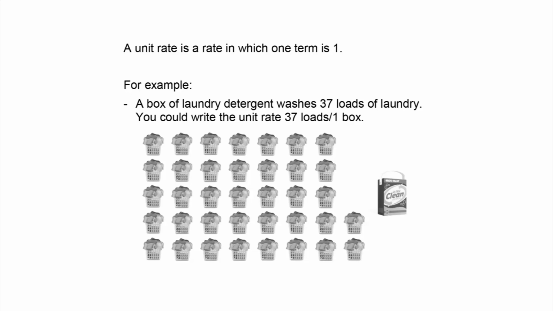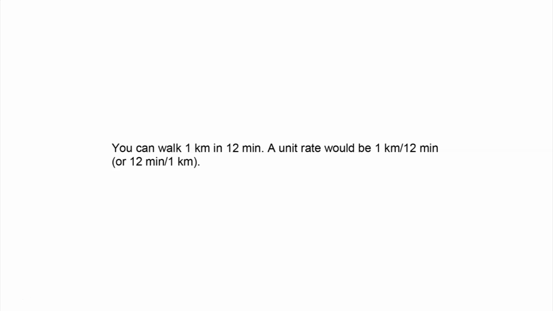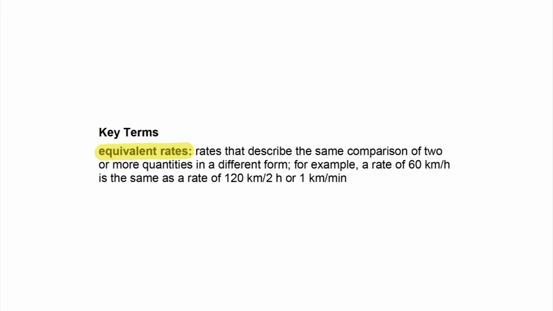For example, a box of laundry detergent washes 37 loads of laundry. You could write the unit rate as 37 loads per one box. You can walk 1 kilometer in 12 minutes. A unit rate would be 1 kilometer per 12 minutes, or 12 minutes per 1 kilometer. Key terms. Equivalent rates. Equivalent rates are rates that describe the same comparison of two or more quantities in a different form. For example, a rate of 60 kilometers per hour is the same as a rate of 120 kilometers per 2 hours, or 1 kilometer per minute.